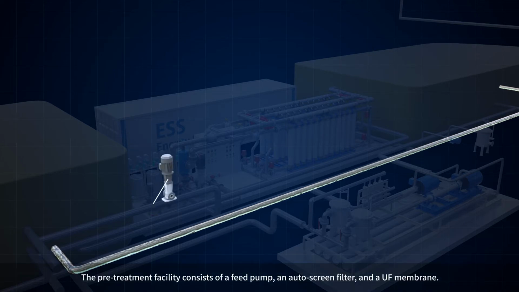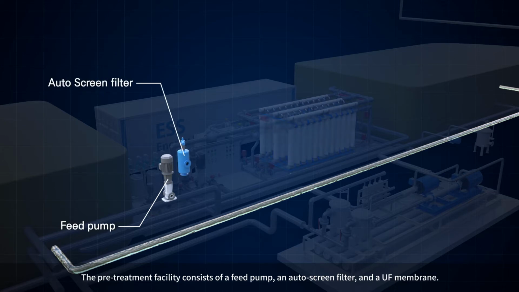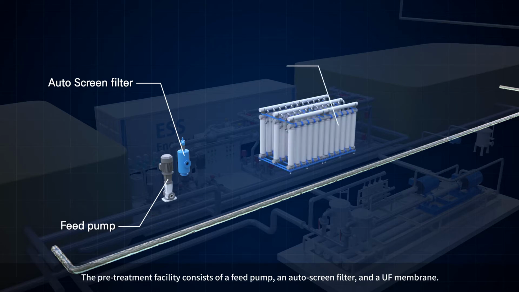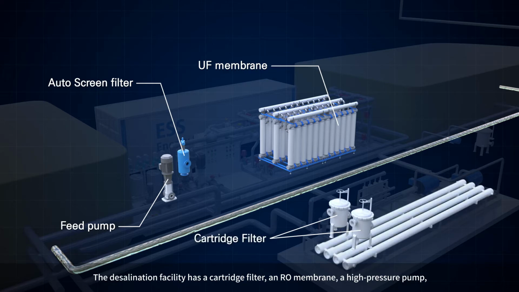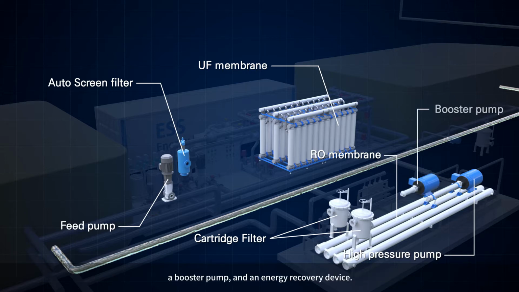The pre-treatment facility consists of a feed pump, an auto screen filter, and a UF membrane. The desalination facility has a cartridge filter, an RO membrane, a high-pressure pump, a booster pump, and an energy recovery device.